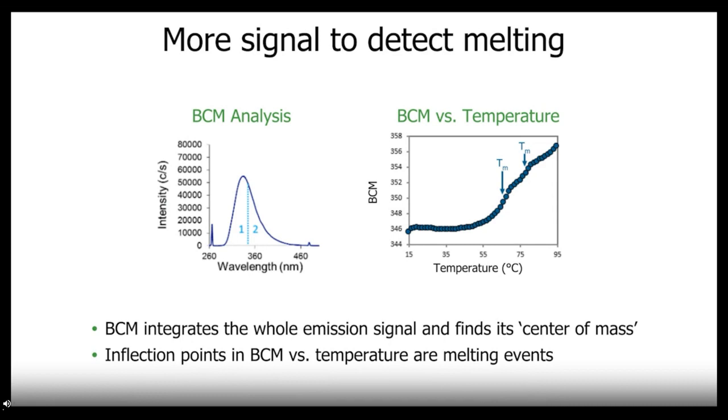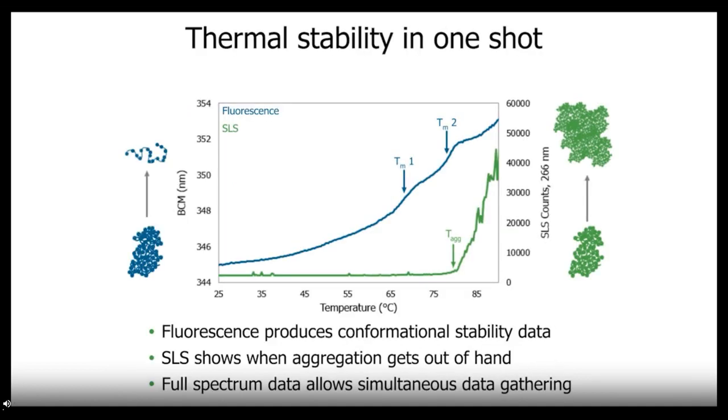The analysis method we recommend reports the barycentric mean of that full spectrum fluorescence. This is shown on the left. It's the wavelength that evenly divides the area under the curve, as a kind of spectral center of mass. We found that this analysis method is the least susceptible to noise since it integrates a large range of the fluorescence spectrum. Analysis of the protein's fluorescence then is used to show unfolding and identifies inflection points as melting temperatures of that protein.